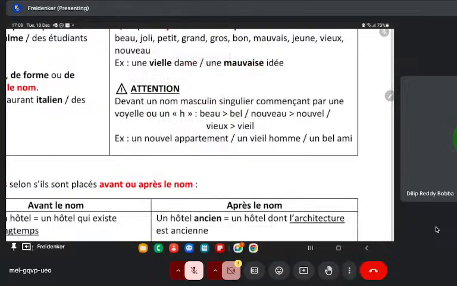So, nouvel appartement, a new apartment. You can't say nouveau appartement despite appartement being masculine. And an old man, un vieil homme. A good friend, un bel ami. Not good. This is a beautiful friend. Why would you call your friend that? Okay, fine. A beautiful friend, un bel ami.